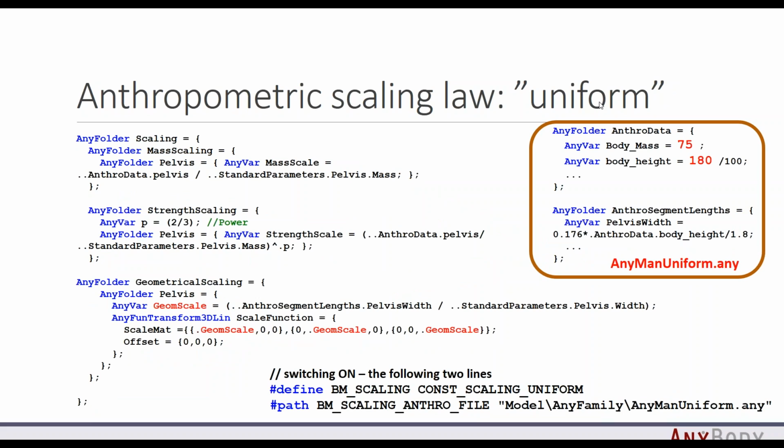And if you look at the uniform scaling, it becomes a two-line definition where we specify that we want to use a uniform scaling, and then that we also use something that we call an AnyMan file where we have anthropometric measurements, for example, the body mass and the body height. And in case we have the actual segment length, we can also specify the length of a particular segment. And again, this is something that is done internally in the model, so you wouldn't even see that. And there is more information in the tutorials, so you can learn about all of that.